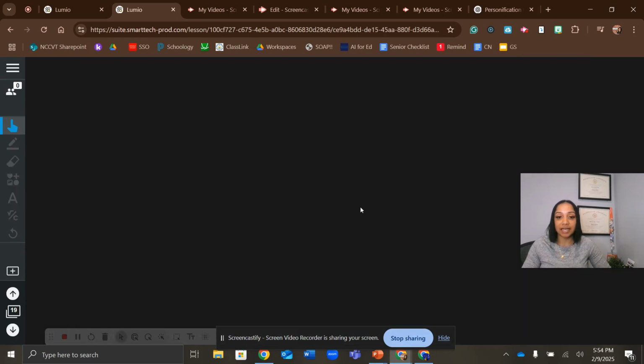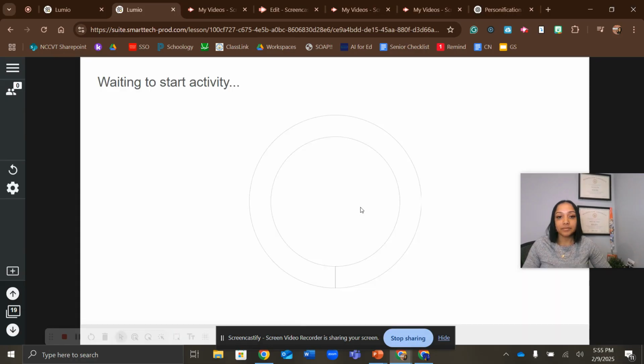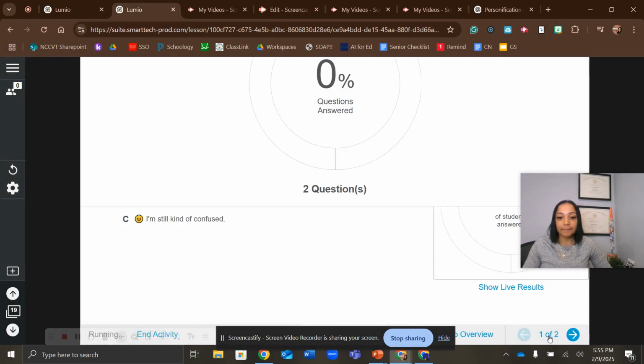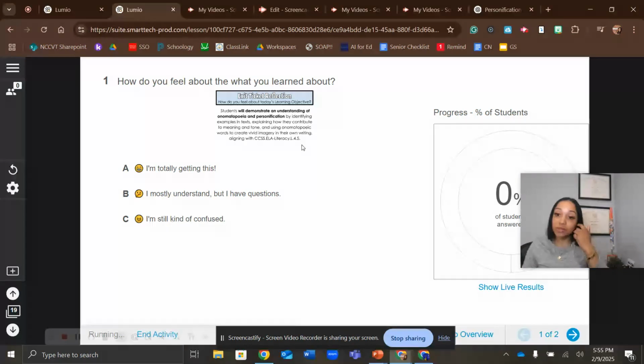So now you're going to start your exit ticket. And the questions are, how do you feel about what you learned today? So this is your self-assessment to see how you felt about what we talked about today. The question says, reminder of our objective is that you will learn what an onomatopoeia is, what a personification is, and how we can use that in our writing. So if you're feeling like you feel really good about that, I want you to click A, I totally get this. B, I mostly understand, but I have some questions. And C, I'm still kind of confused. So go ahead and pause the video and answer the questions for the exit ticket.